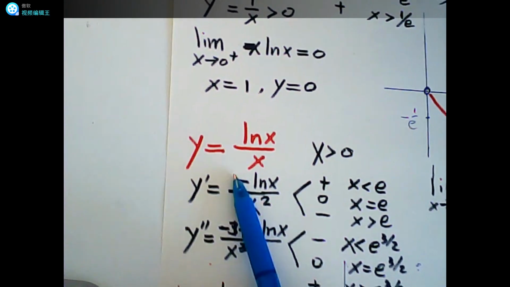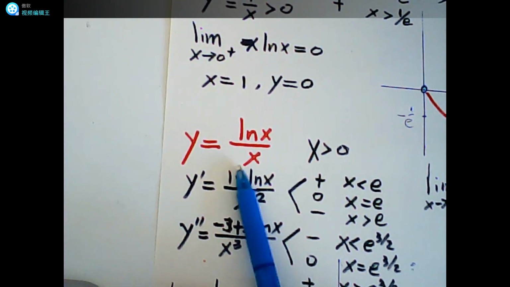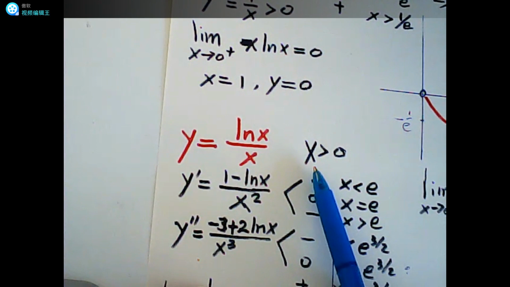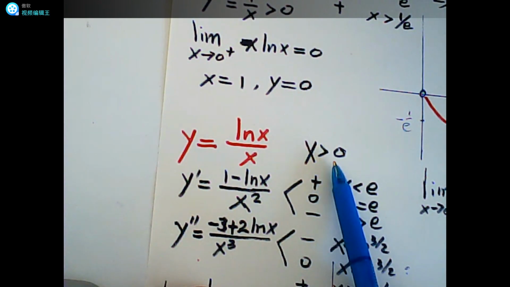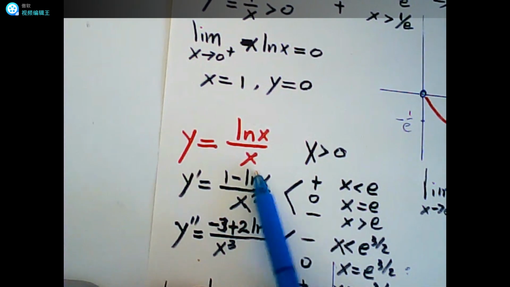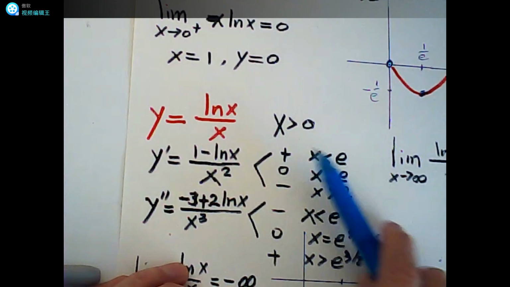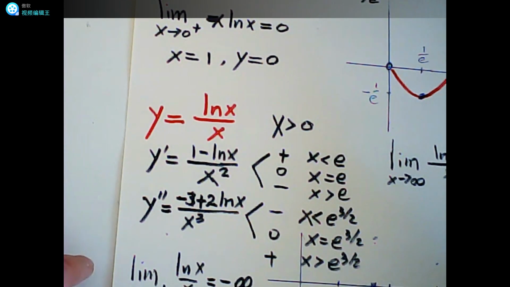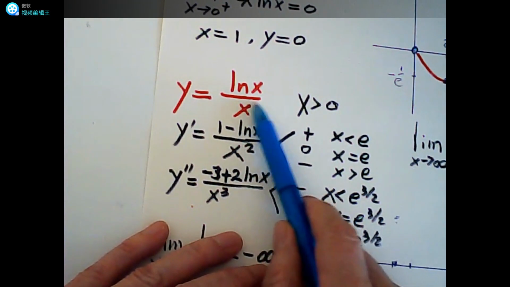Okay, let's consider the next example. This one. For this function, obviously x is positive, right? x cannot be 0. 0 is not defined. That's the domain.